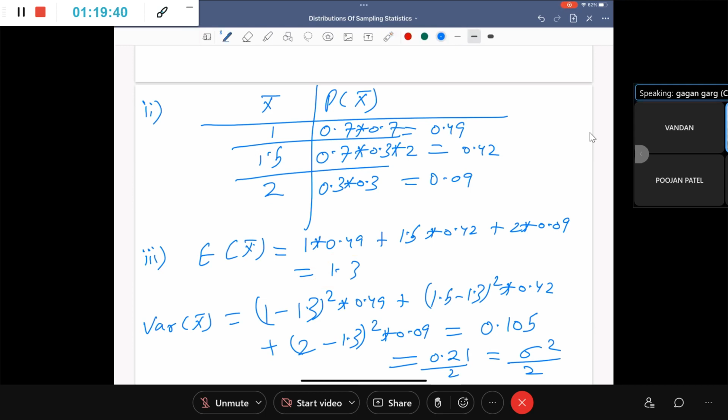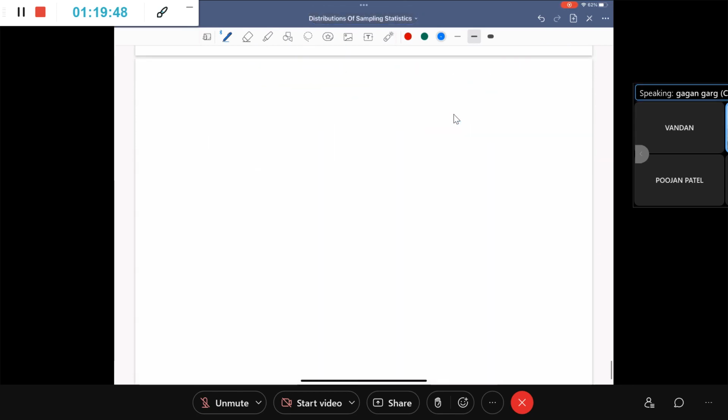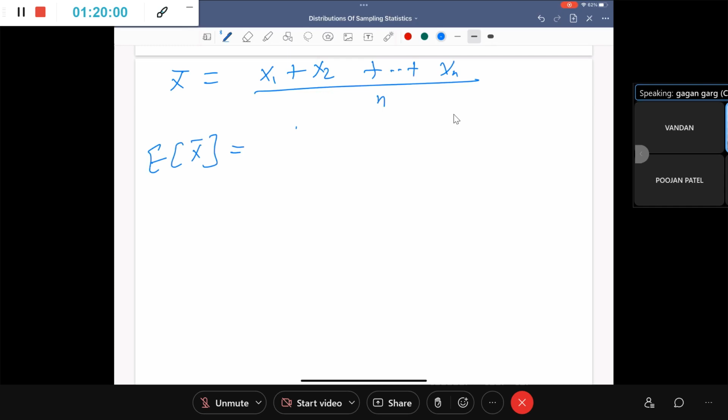Okay, so this completes this example. I'll take a few more minutes to complete the proof, and then we will end the lecture for today. The proof is pretty straightforward. What is x bar? X bar is (x1 plus x2 plus ... plus xn) by n. The expected value of x bar is the expected value of this whole thing.